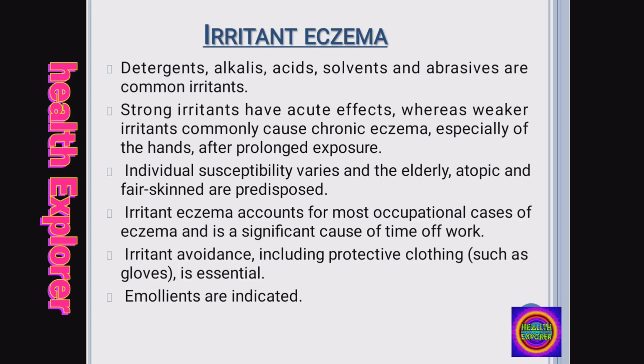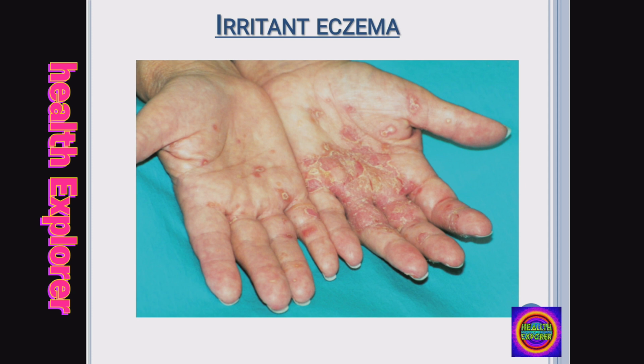Irritant eczema. Detergents, alkalis, acids, solvents and abrasives are common irritants. Strong irritants have acute effects, whereas weaker irritants commonly cause chronic eczema, especially of the hands, after prolonged exposure. Individual susceptibility varies and the elderly, atopic and fair-skinned are predisposed. Irritant eczema accounts for most occupational cases of eczema and is a significant cause of time off work. Irritant avoidance, including protective clothing, such as gloves, is essential. Emollients are indicated. Irritant eczema.